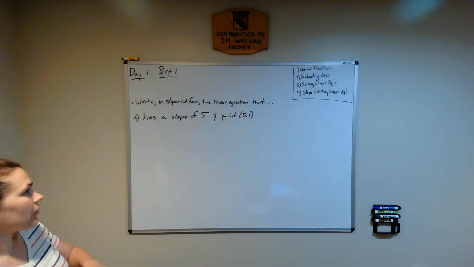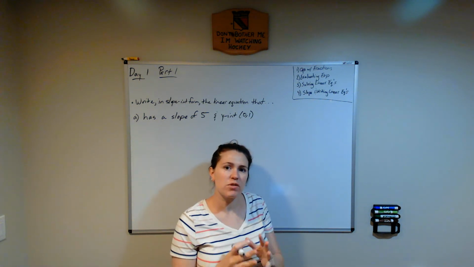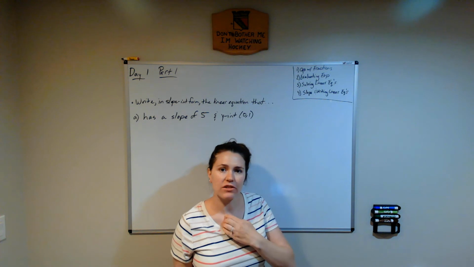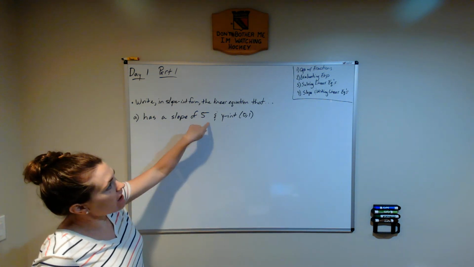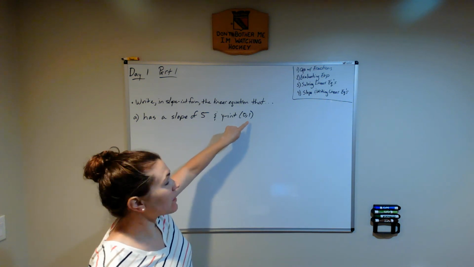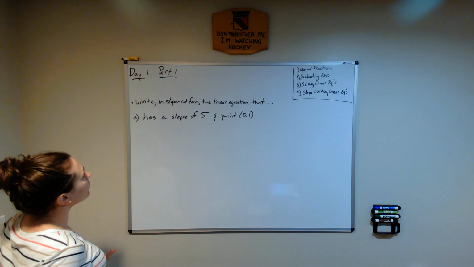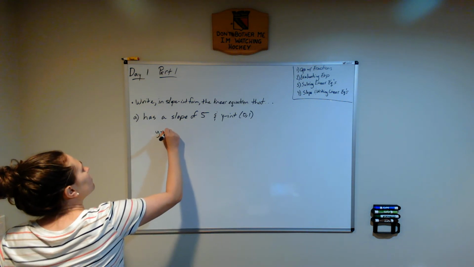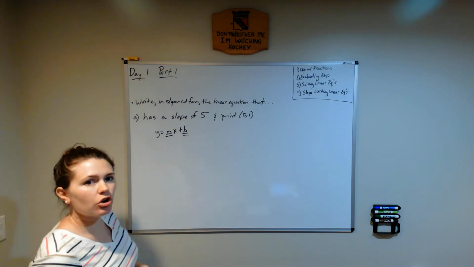Okay? Now, there are an infinite number of lines that have the exact same slope. That's called parallel lines. But there is one unique line that has a slope of 5 and passes through the y-intercept of (0, 1). That's what made it unique. So, if we write it in slope-intercept form, we have y equals mx plus b. You have to show m, you have to show b.